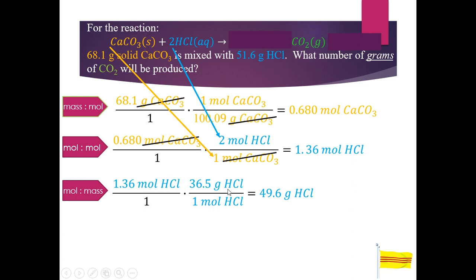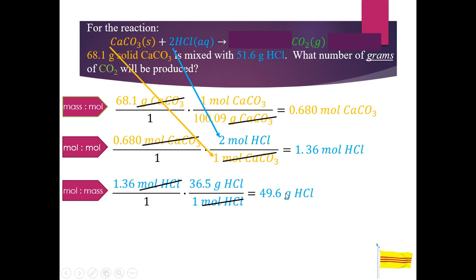The molar mass of hydrochloric acid is going to be 36.5 grams. And the units for moles will cancel out. And it leaves us with about 49.6 grams of hydrochloric acid. Okay. But then this is where the thinking part needs to come in.